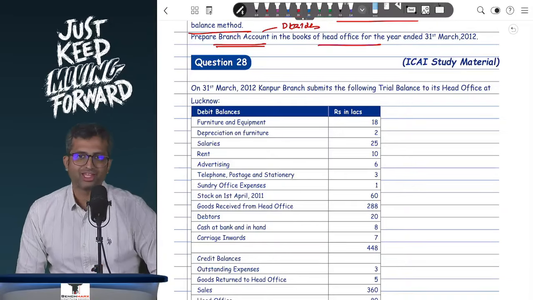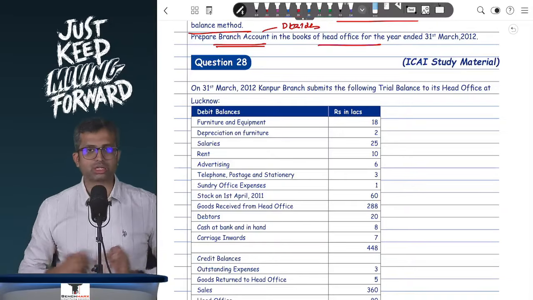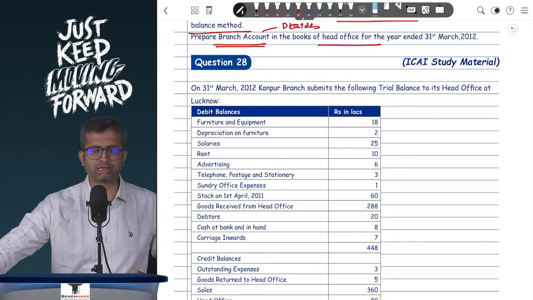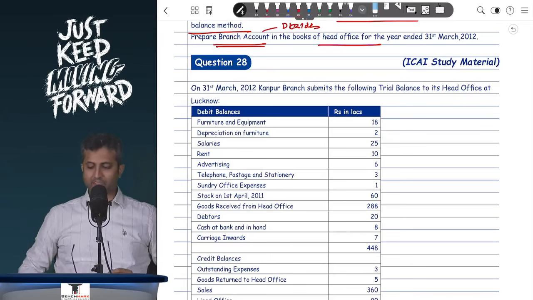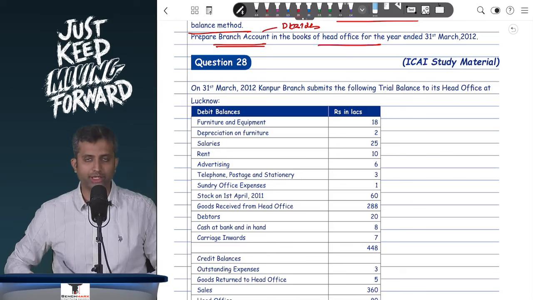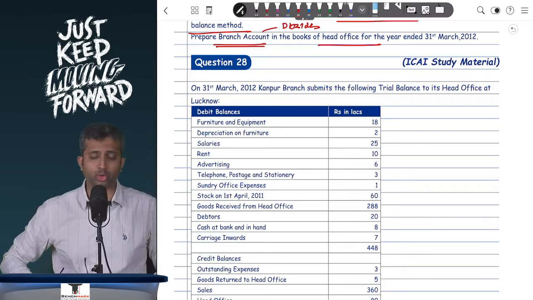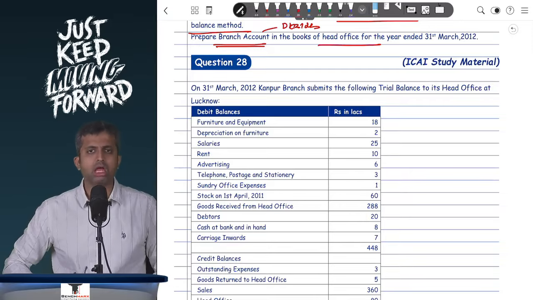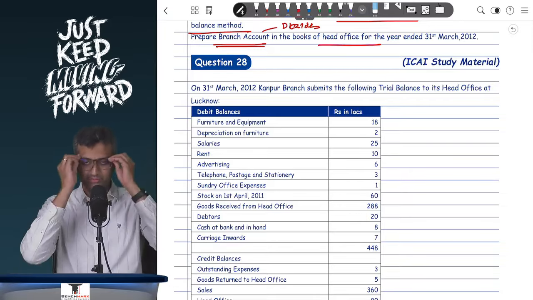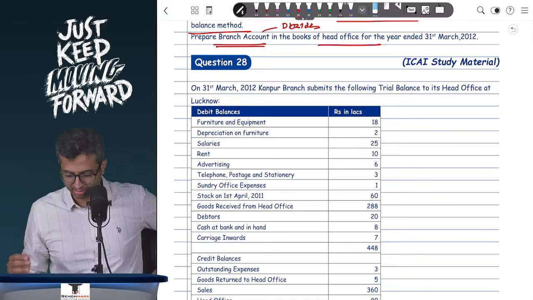Hello everyone, and welcome to this last session for discussing your branch accounting. So in today's session, we'll discuss the remaining few questions for independent branches, and then we also move on into the last part, which is foreign branches, for which you need some understanding of AS11 foreign exchange, though we will be discussing the same as well.